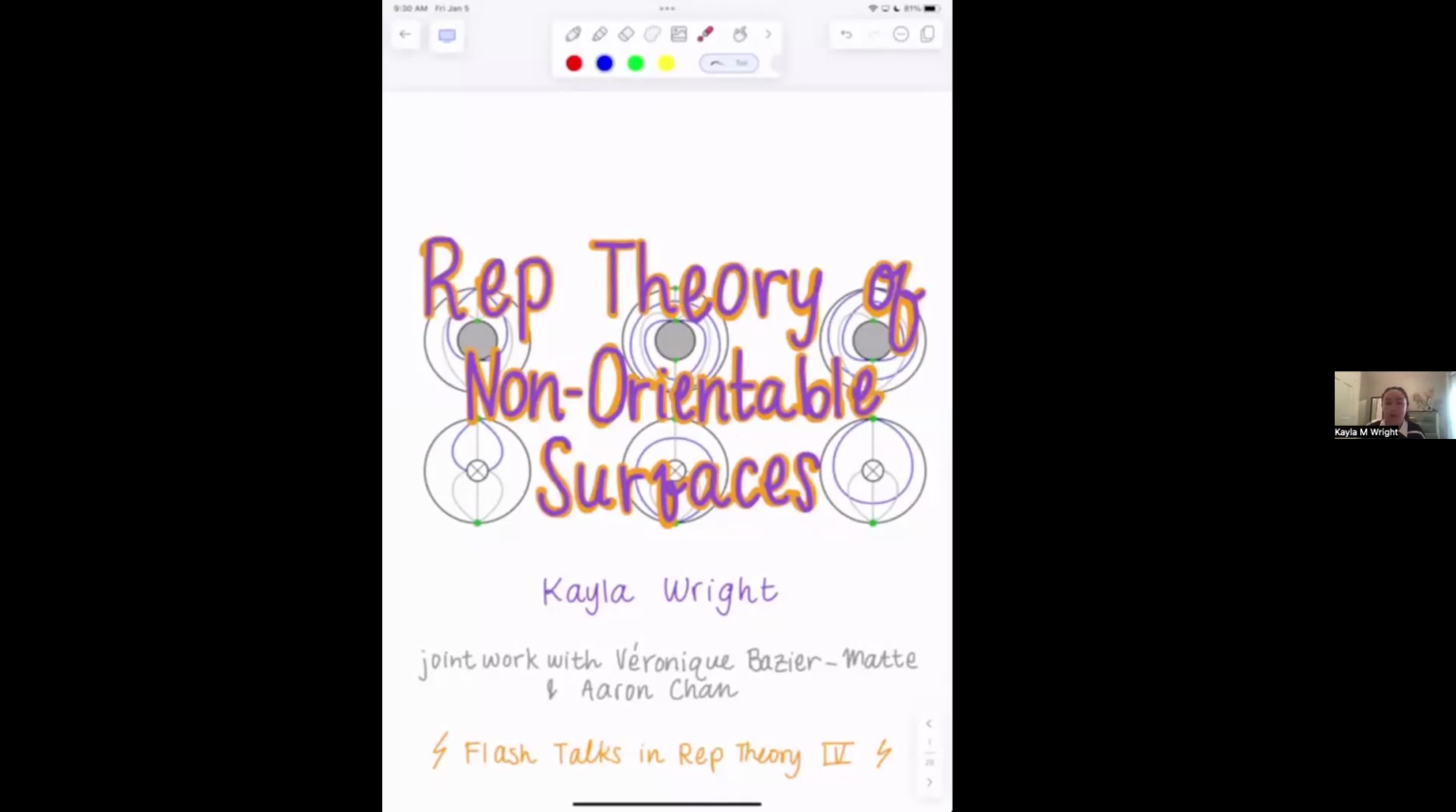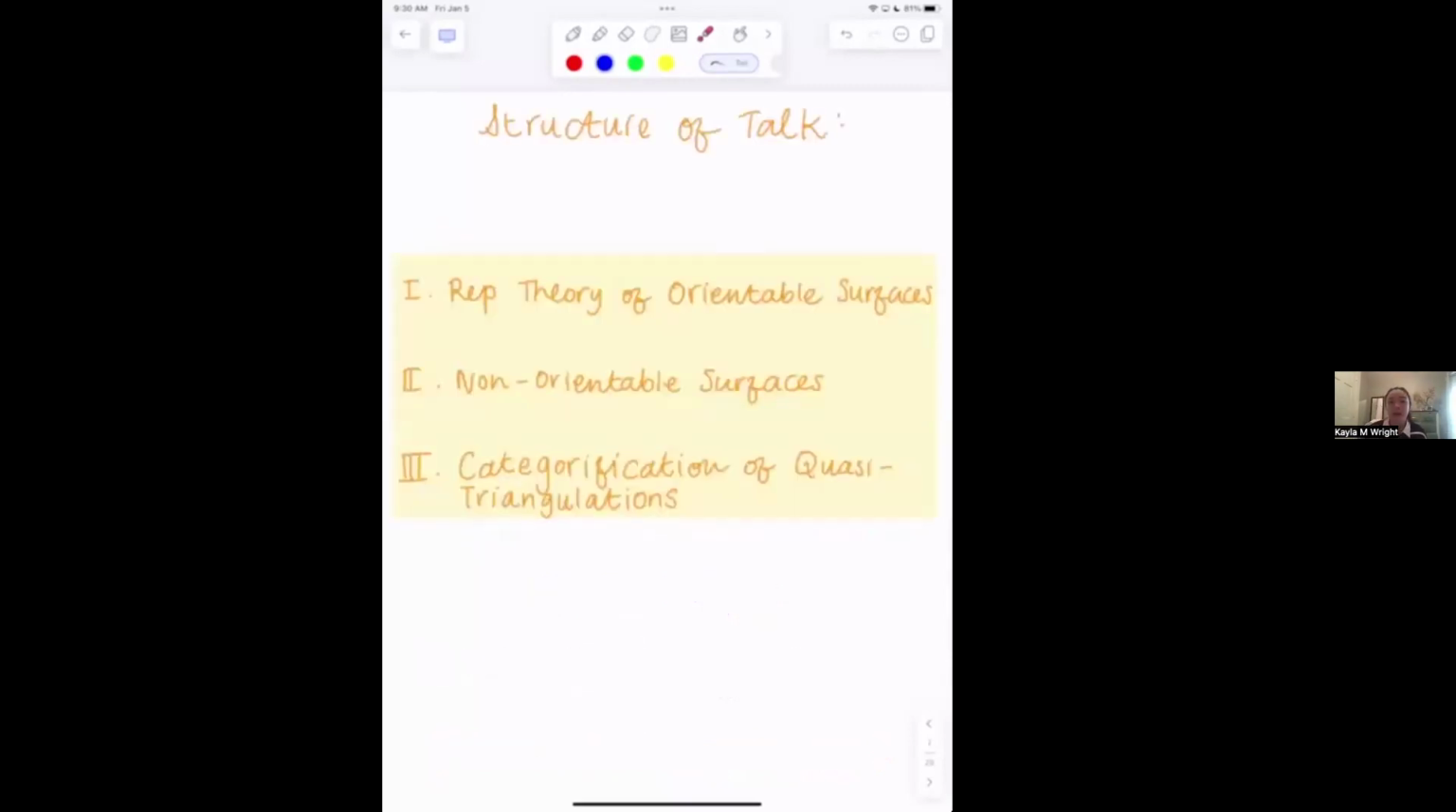I'm going to be talking about some joint work with Veronique Bazier-Matte and Aaron Chan on the representation theory for non-orientable surfaces. So the plan for today is we're going to start by talking about the representation theory for orientable surfaces and reviewing that story, and then talk about the nuances that appear when you relax that assumption and you look at things like a Mobius strip, for example. And then I'll talk about our main results, which I'm labeling as the categorification of the non-orientable analog of triangulations of surfaces.